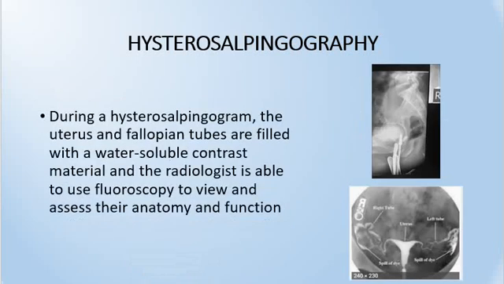In hysterosalpingography, the uterus and fallopian tubes are filled with the water-soluble contrast material. The radiologist is able to see its movement and assess the anatomy and function. Here we can see the Leach-Wilkinson cannula and the speculum, and this is a normal HSG. The uterus and the fallopian tubes are delineated, and the spill of the dye can be seen over here.